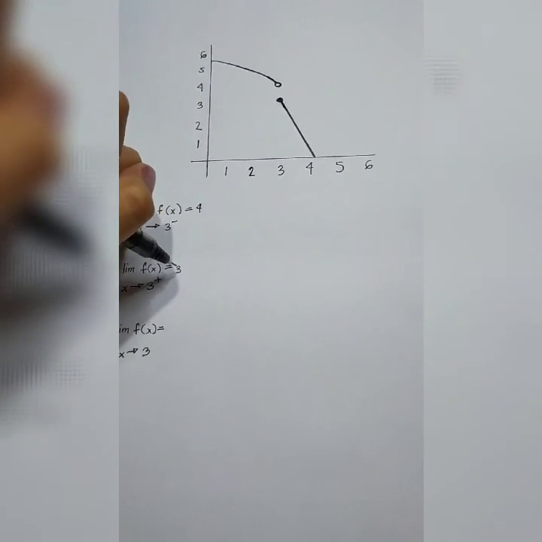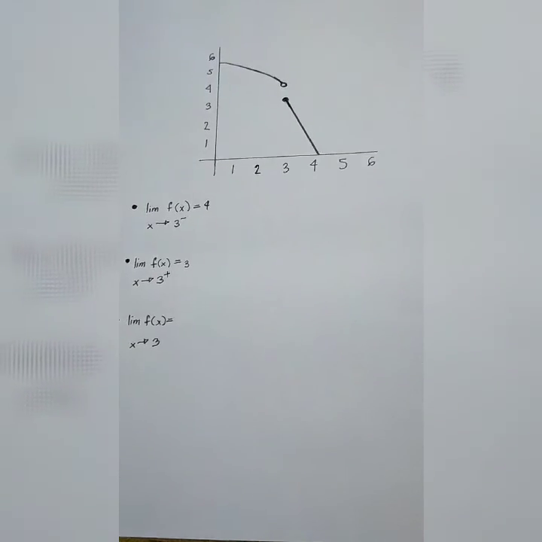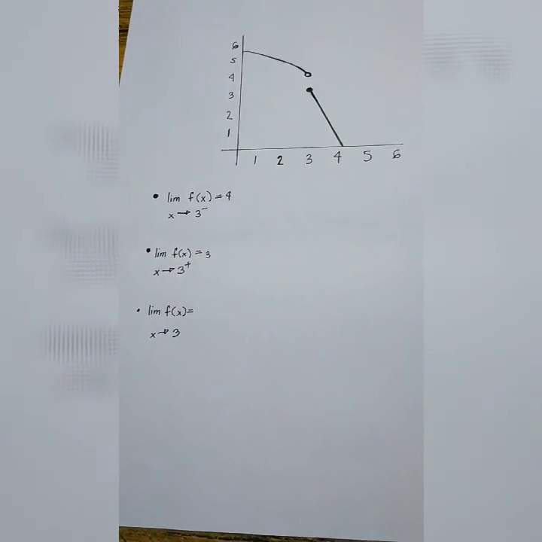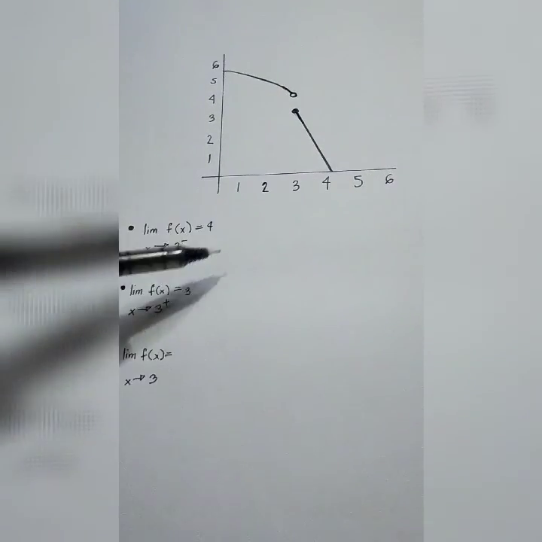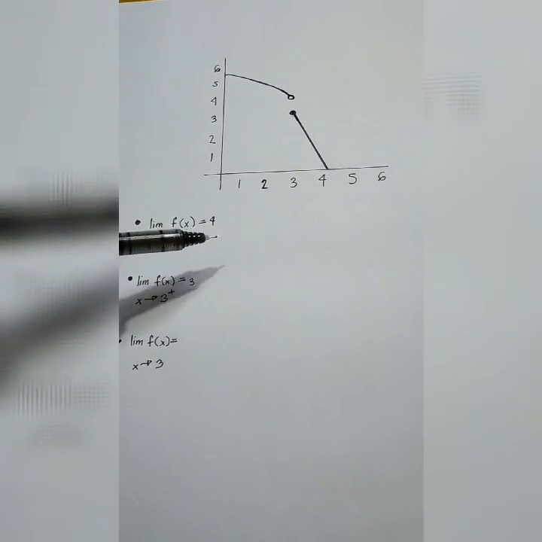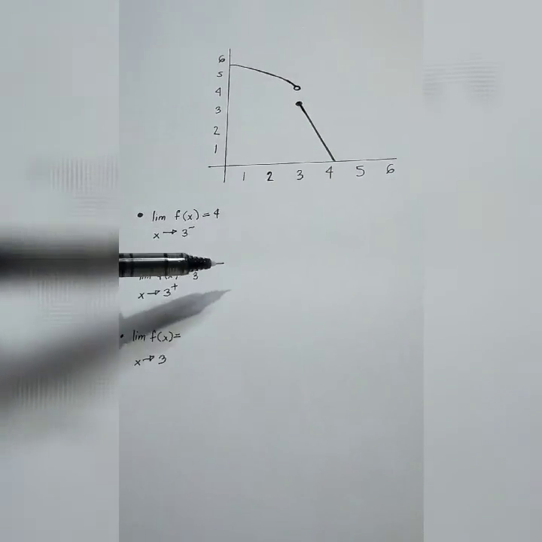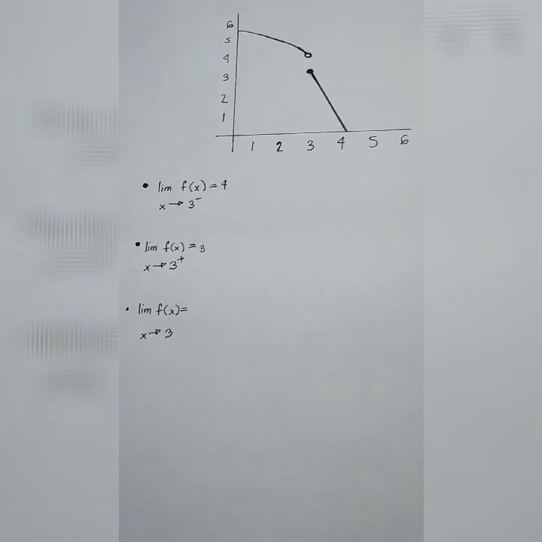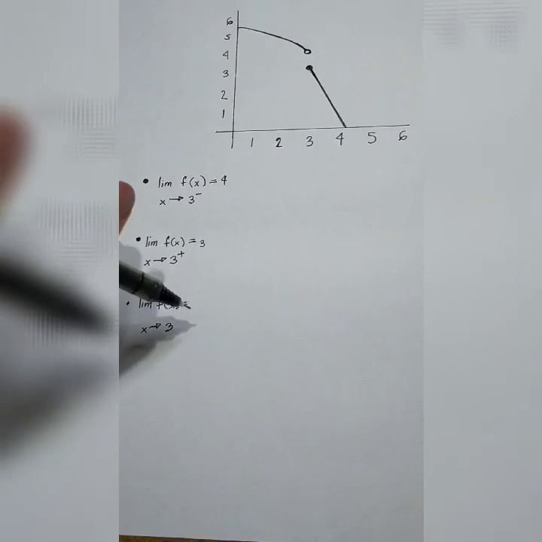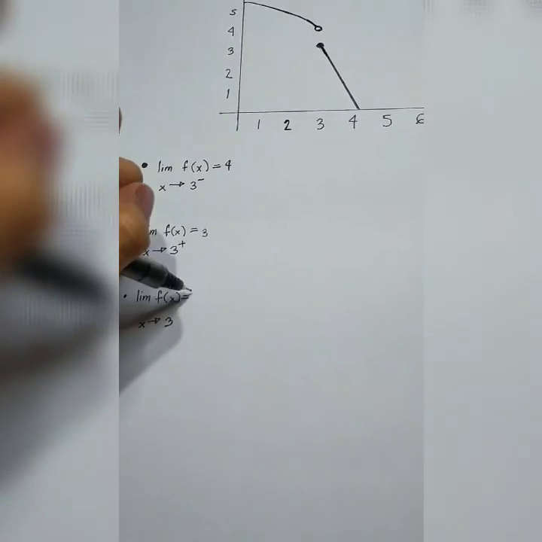The limit equals 3. Now, how about the limit as x approaches 3 from either side? As you can see, the two values are not the same. The left and the right do not match. So this is called DNE, or does not exist.